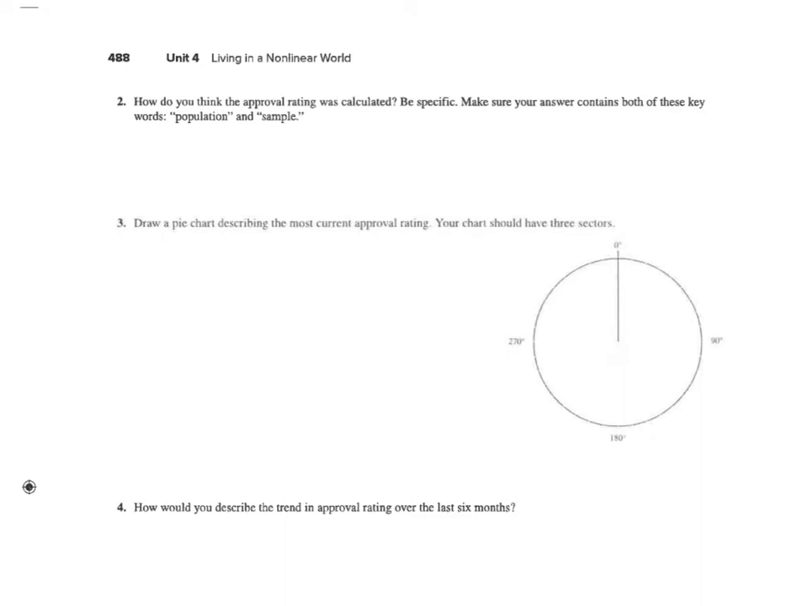Now, we're not going to draw the pie chart, but if you had clicked on this site, you would see that the disapproval rating was 50.9%, and the approval rating was 43.1%. So there would be 3 sectors, and of course the third one would be undecided or no opinion.